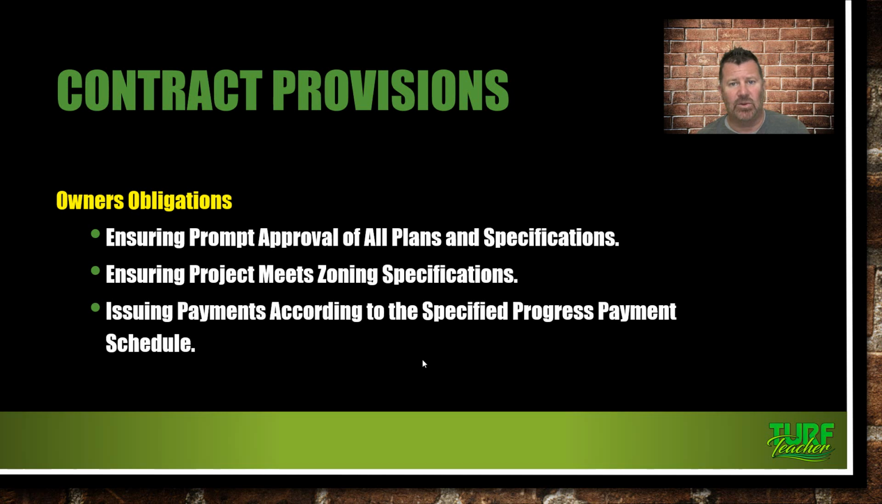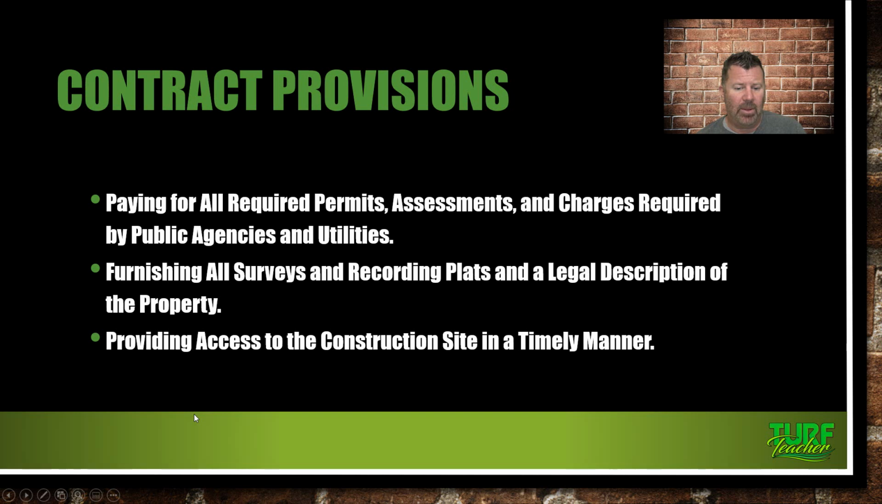And then issuing payments according to the specified progress payment schedule. So they're the ones kind of outlining when they're going to pay you. They got to pay you when they say they're going to pay you. Paying for all required permits, assessments, and charges required by public agencies and utilities. Unfortunately, that's not always the case because you're going to have to purchase the landscape permit if that needs to be, and even the irrigation permit when they have to set the backflow and the second meter.